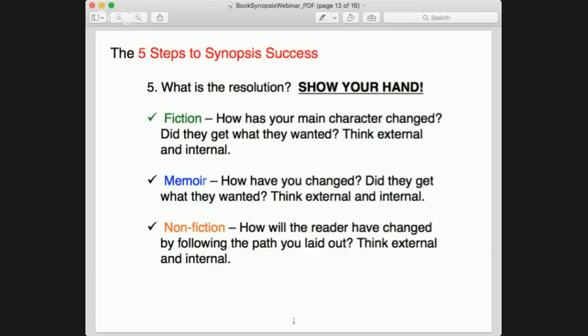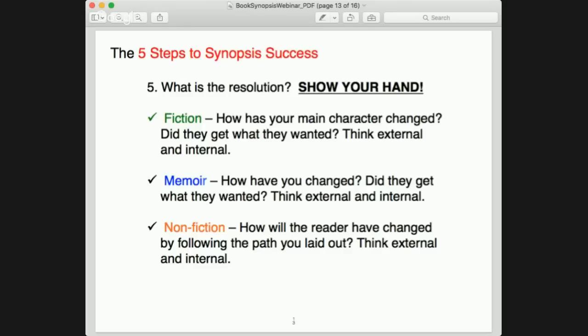So for fiction, that's going to be, how has your main character changed? Did they get what they desperately wanted at the beginning? You want to think about those external and internal things that were holding them back. Did they overcome those? And did it turn out how they thought? We want to know the answer to all those questions. In memoir, it's exactly the same things. How did that character of you change? Did you get what you wanted? Was your belief about the world strengthened, or was it changed and shattered? And same thing, you got to think external and internal.